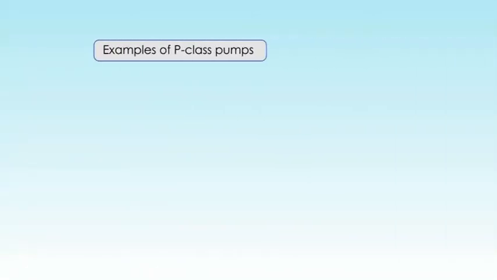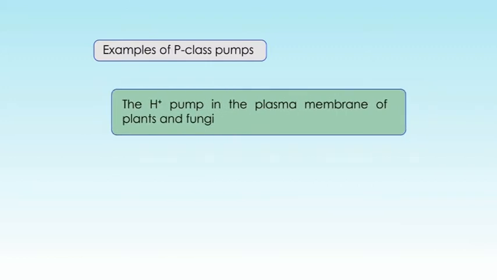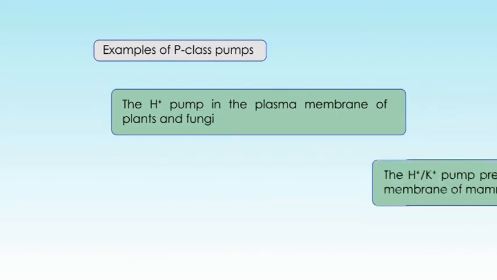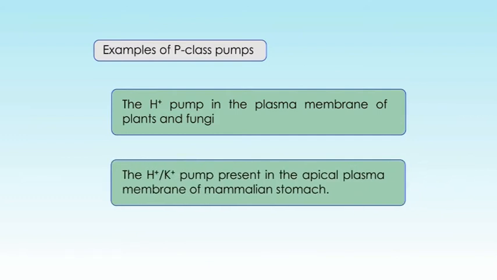Other examples of P-class pumps are the hydrogen pump in the plasma membrane of plants and fungi, and the hydrogen-potassium pump present in the apical plasma membrane of the mammalian stomach.